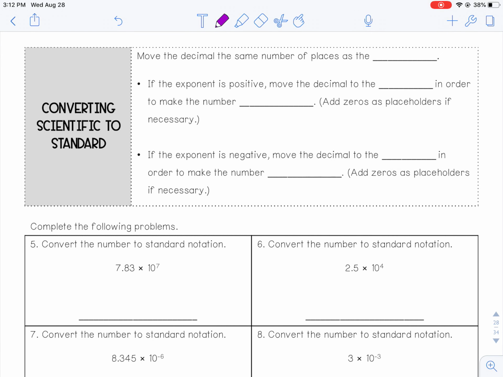So sometimes we talk backwards and we're going from scientific notation to what's called standard notation. Standard notation is just a normal number. So my exponent tells me the number of places that I'm going to move. So this 7 tells me that I'm moving 7 times. If the exponent is positive, we're going to take our decimal and we're going to move it to the right to make a huge number.